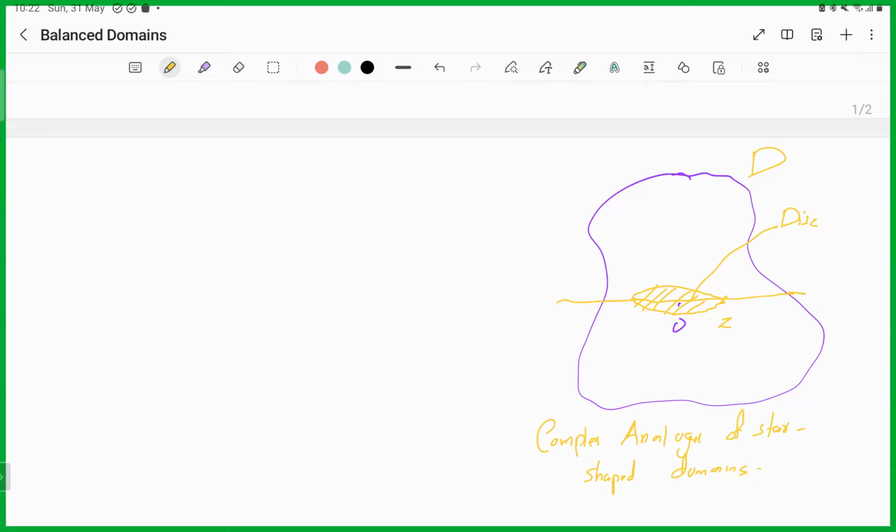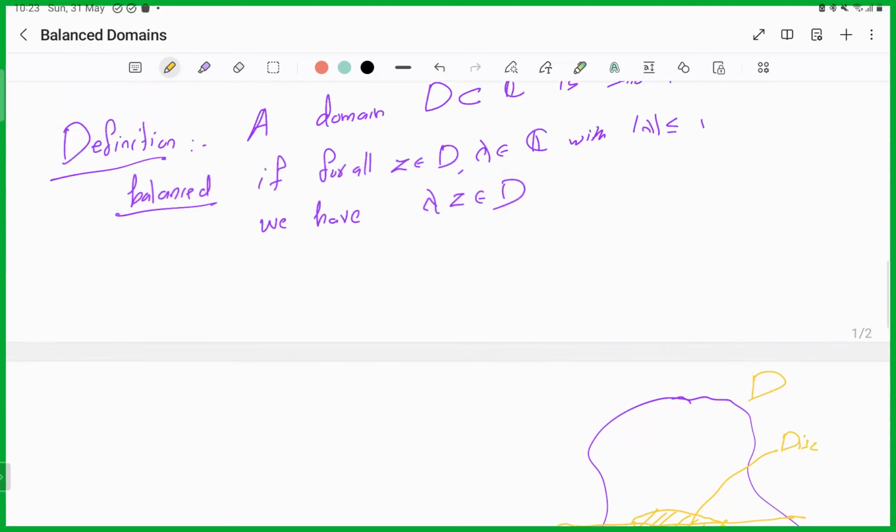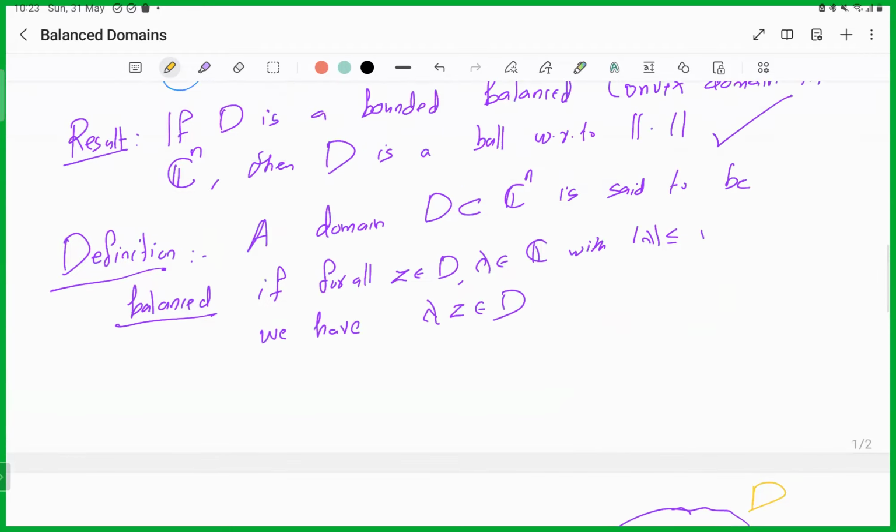Okay, this is a star-shaped domain with respect to the origin, right? Star-shaped generally is with respect to some base point. Okay, this is a star-shaped domain with respect to the origin. Thank you. I think you understood what a balanced domain means.